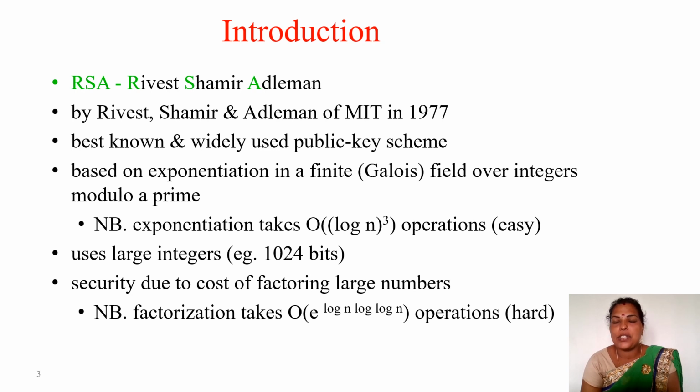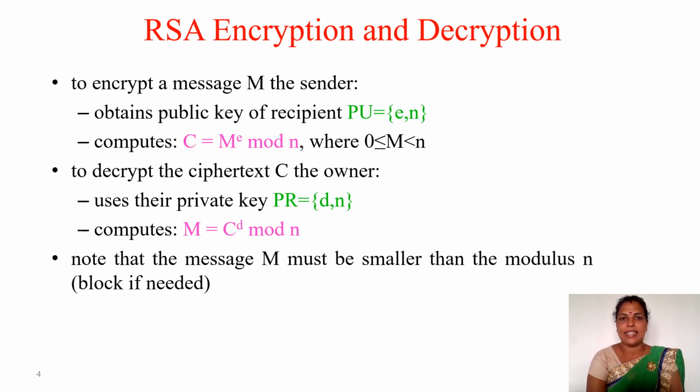That is, factorization is a very hard problem in this RSA algorithm. That is, it takes order of e power, it grows exponentially. So e power log n operations are required, and it is a very hard problem in this RSA. Here we can see the RSA encryption and decryption process.